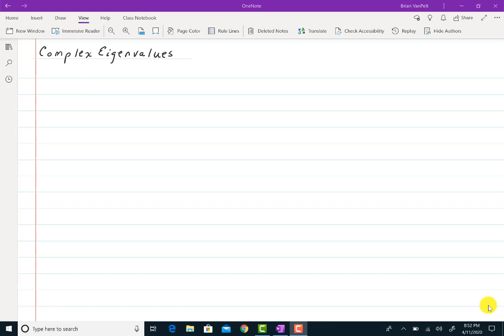Today's lecture is going to deal with non-real numbers for some of it. So that's why it's called complex eigenvalues. Let me show you the following. I want to diagonalize this matrix. We have 1, 1, -1, and 0.